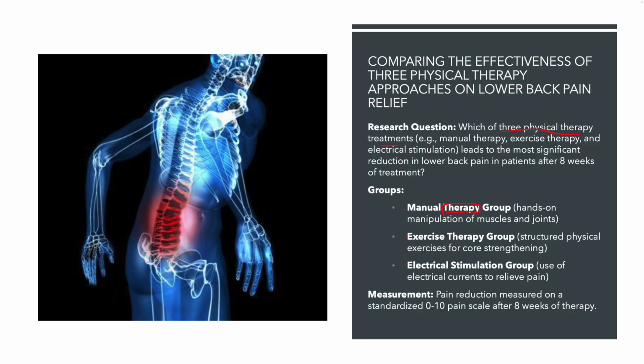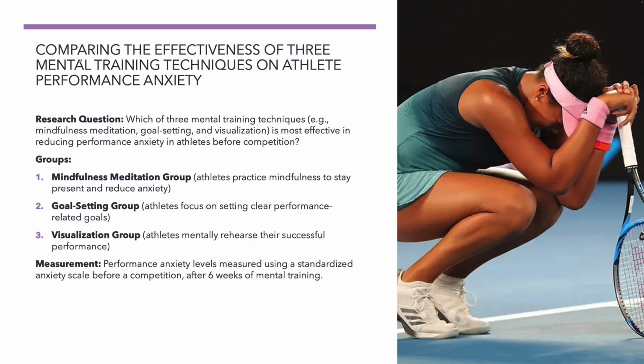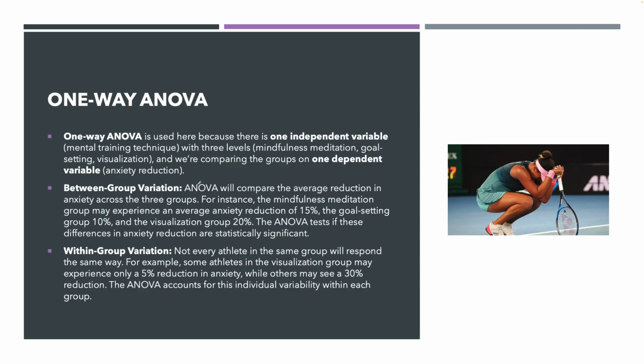Same thing is true for my sports psychology folks. If I'm doing a one-way ANOVA and I'm comparing the effectiveness of 3 mental training techniques on athletic performance anxiety, which of the 3 mental training techniques, mindfulness meditation, goal setting, or visualization, is most effective in reducing performance anxiety in athletes? Well, here are my 3 groups. What am I measuring? I'm measuring performance anxiety to see which of these 3 groups is impacting this variable. I'm doing it across 6 weeks. And here's an explanation of what that one-way ANOVA does. We would use this one-way ANOVA because there is one independent variable.